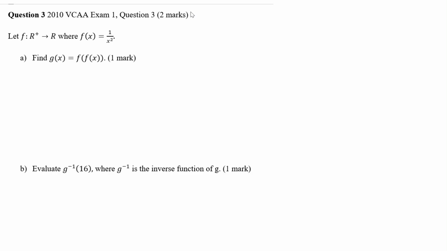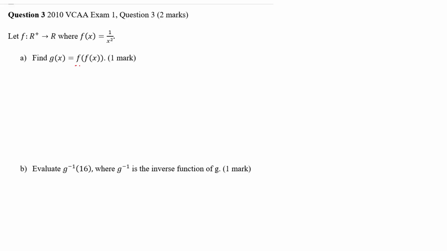Okay, so we are going to be looking at 2010 VCAA Exam 1, Question 3. Part A of this, 64% got this right, and part B, only 54% of people got this right. So be mindful of that. It says find g of x is equal to f of x.